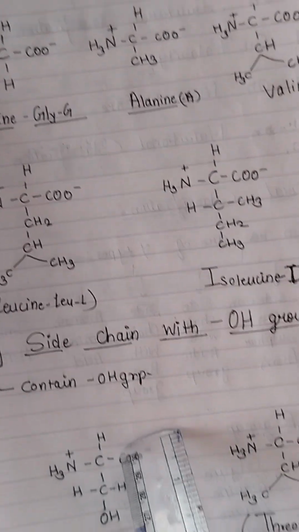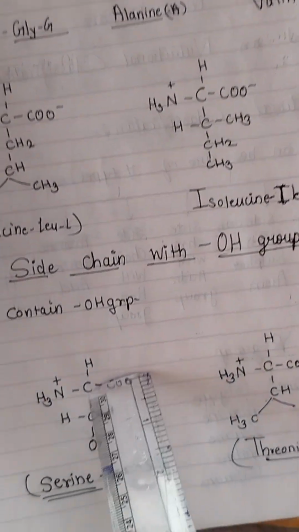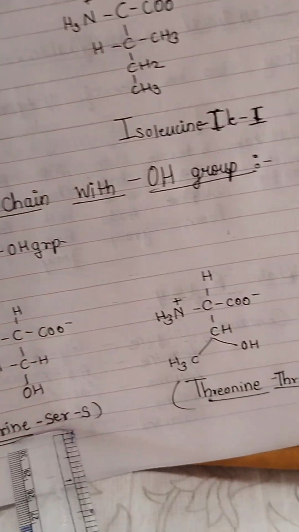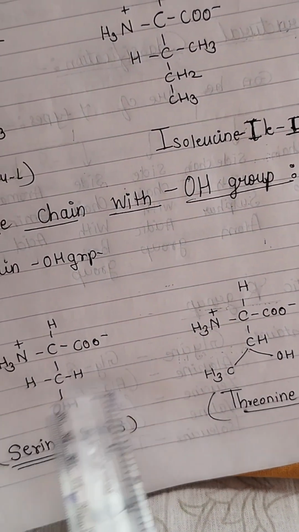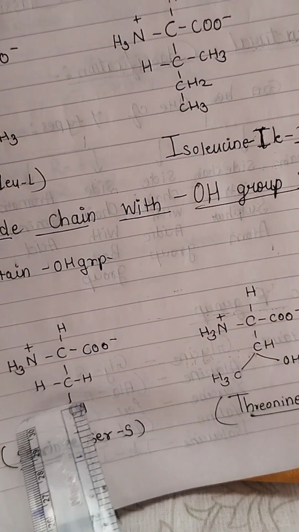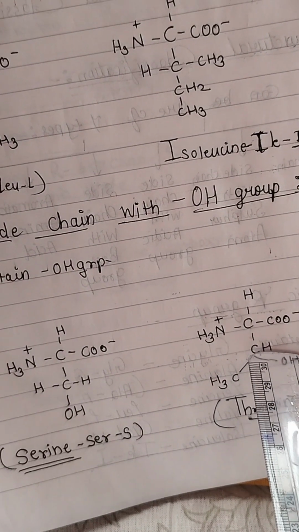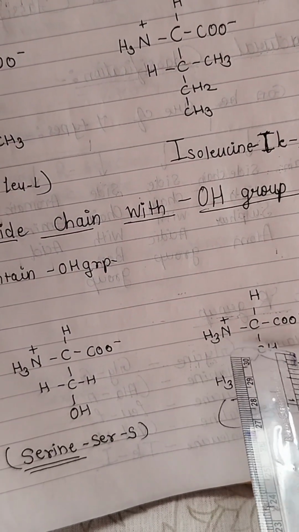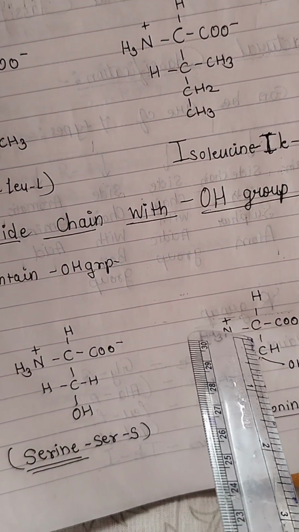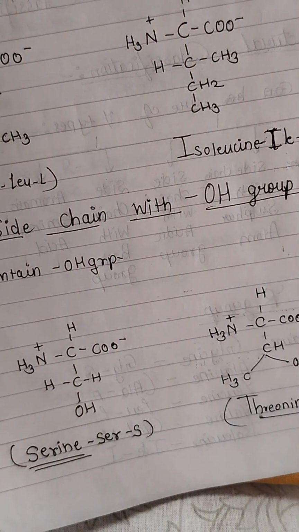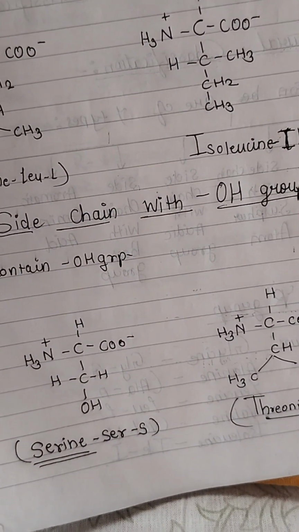The second type is the side chain with hydroxyl group. This is serine and threonine, in which you can see the hydroxyl group in serine and threonine. Serine, threonine, and tyrosine have hydroxyl groups which are able to give up their proton because of their alcoholic nature.